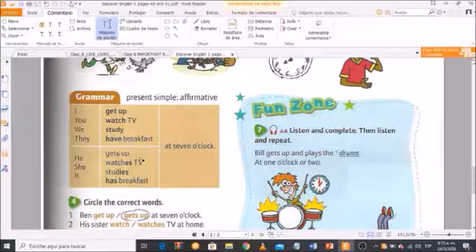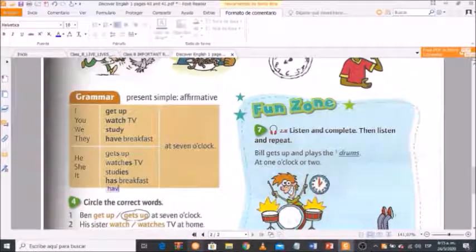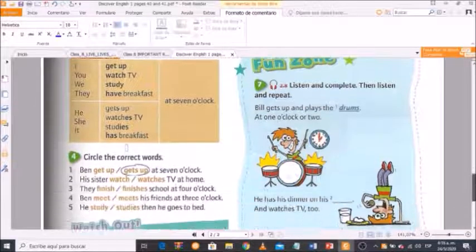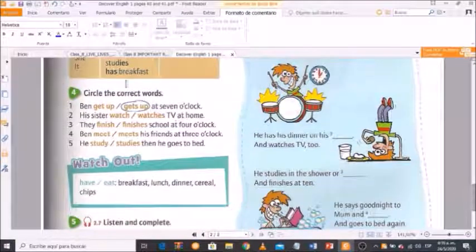El verbo have breakfast. Con he, con she o con it, no vamos a decir have breakfast. ¿Sí? No agregamos una S a la palabra have, sino que cambiamos directamente la palabra have por has. ¿Ok? Como cuando decíamos have got o has got. Ok, very good.